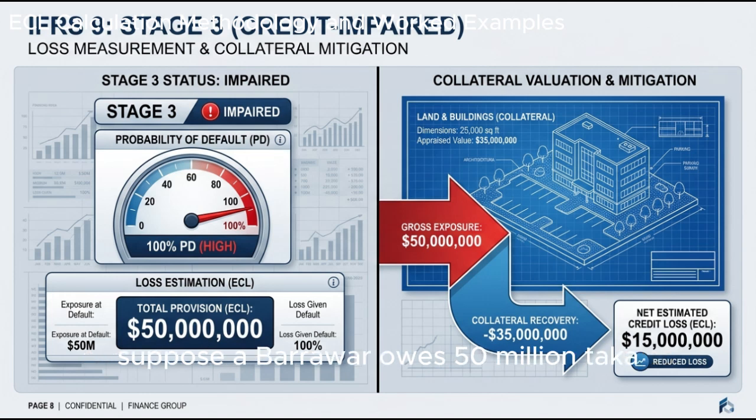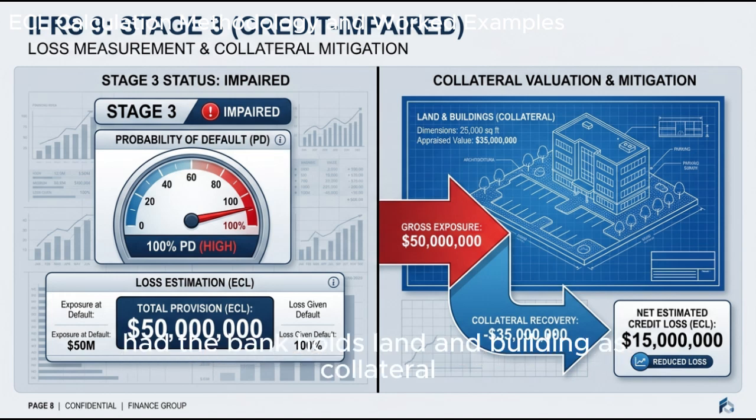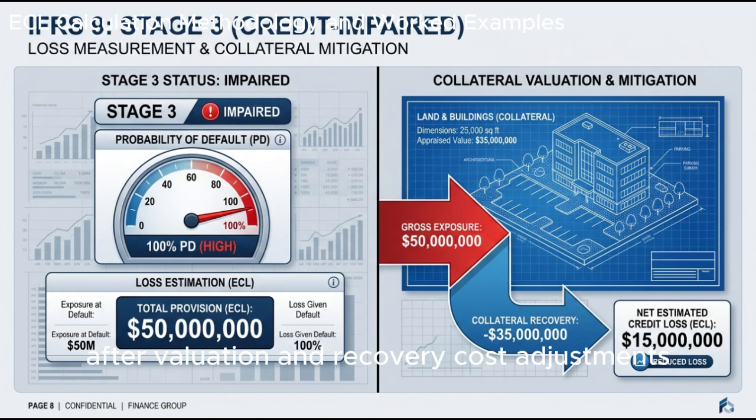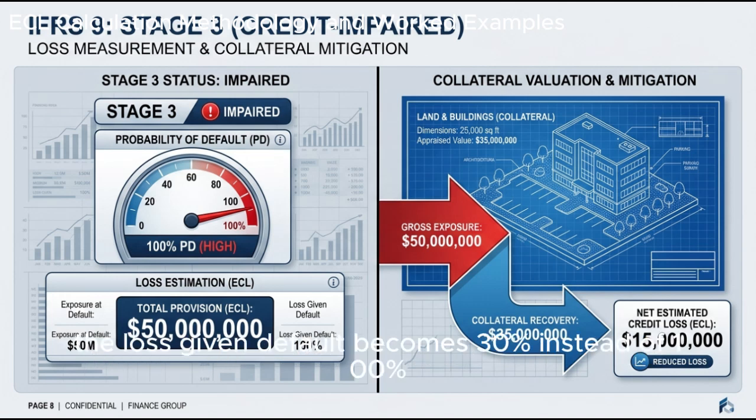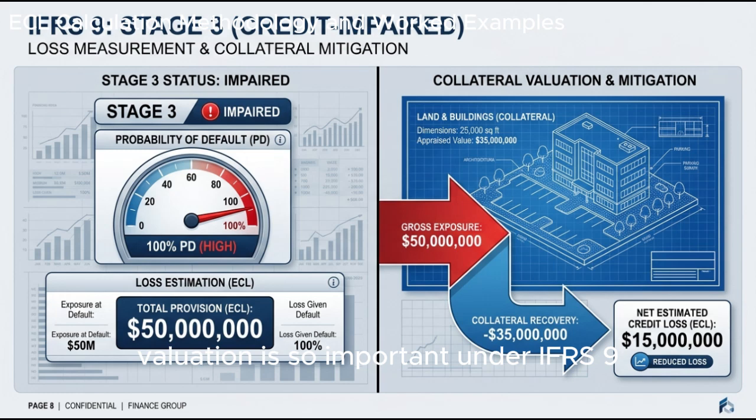Suppose a borrower owes 50 million taka. The bank holds land and building as collateral. After valuation and recovery cost adjustments, management estimates that 35 million taka can be recovered. This means the expected loss is 15 million taka. As a result, the loss given default becomes 30% instead of 100%. This example demonstrates why accurate collateral valuation is so important under IFRS 9.